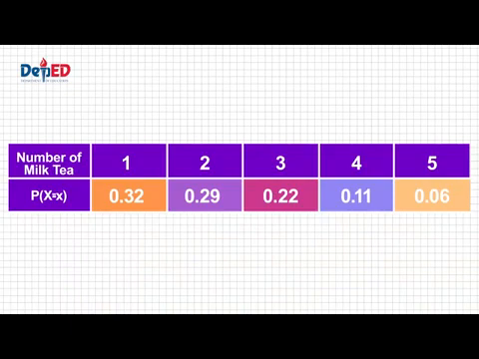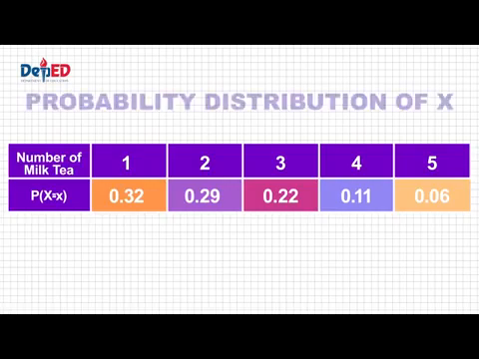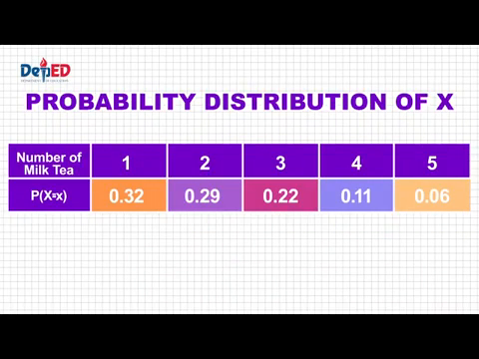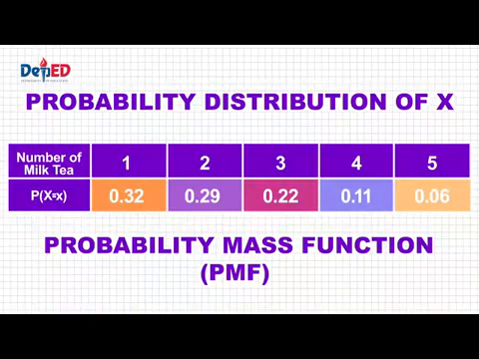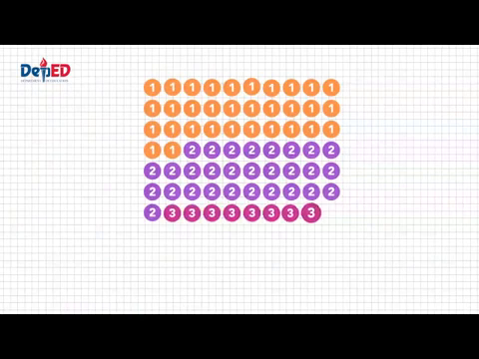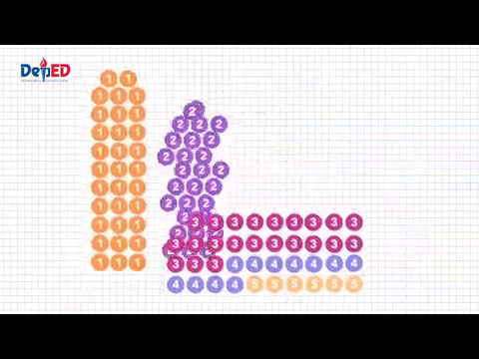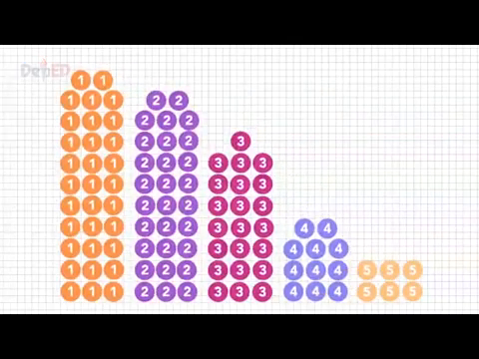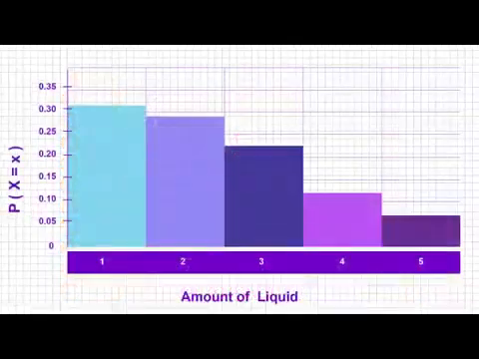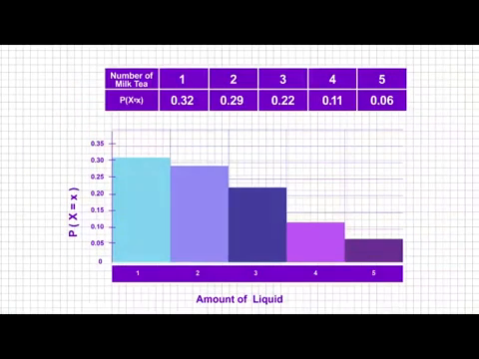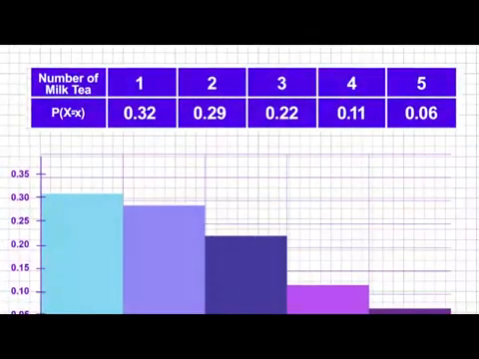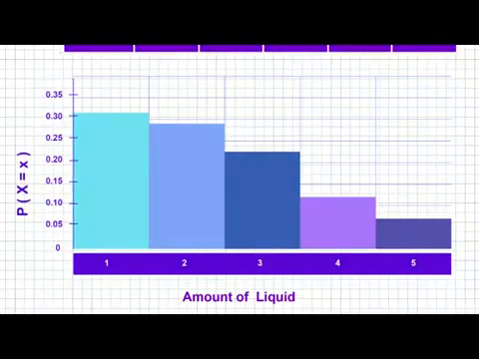The set of all possible values of the random variable x together with their corresponding associated probabilities form the probability distribution of x. And if x is a discrete random variable, the probability distribution is called the probability mass function or PMF. As a dot diagram, the PMF looks like this, which could be arranged to form a histogram that looks like this. Remember, the random variable x, which is the number of milk tea a customer buys, is a discrete random variable, which can be presented as a distribution in tabular form and in graphical form.